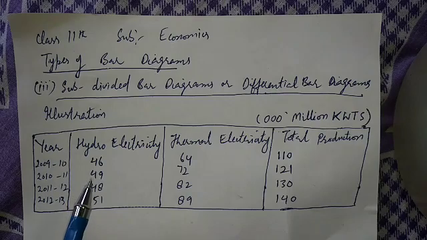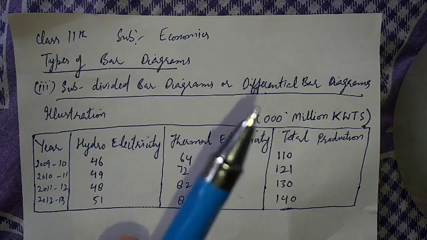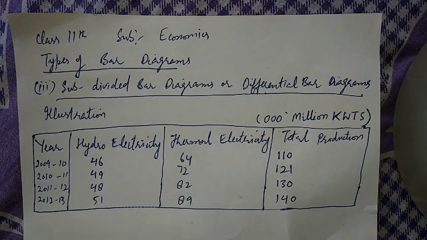See, this table shows the production of electricity from different sources in India during 2009-10 to 2012-13. Hypothetical data. Now present the data in a subdivided bar diagram.